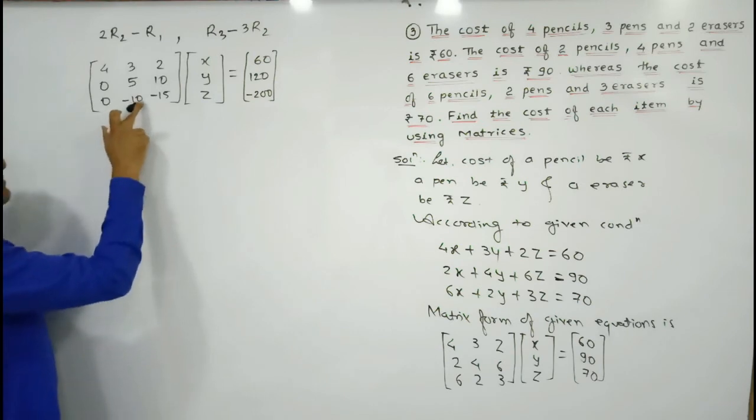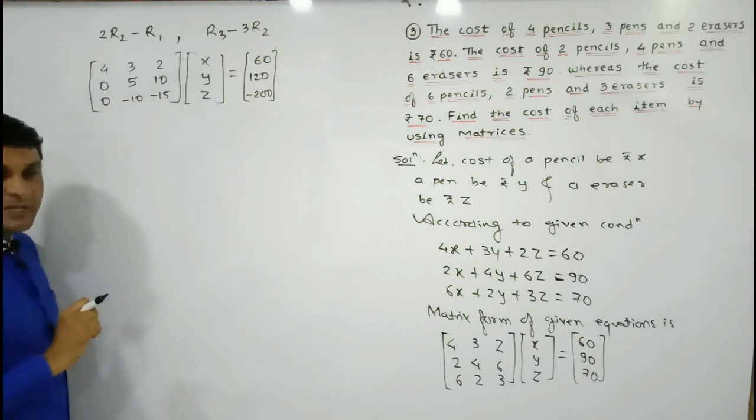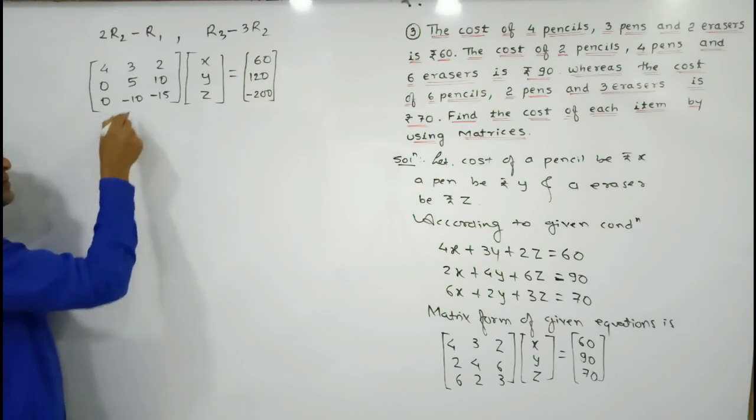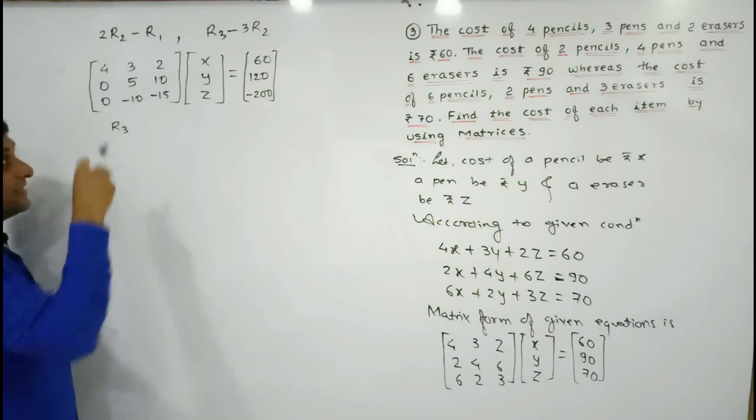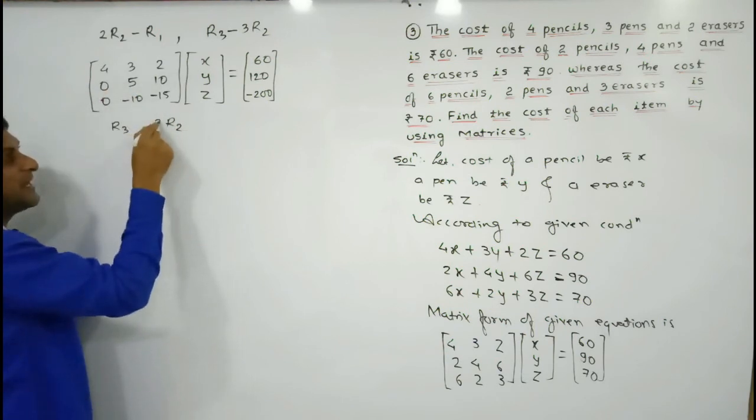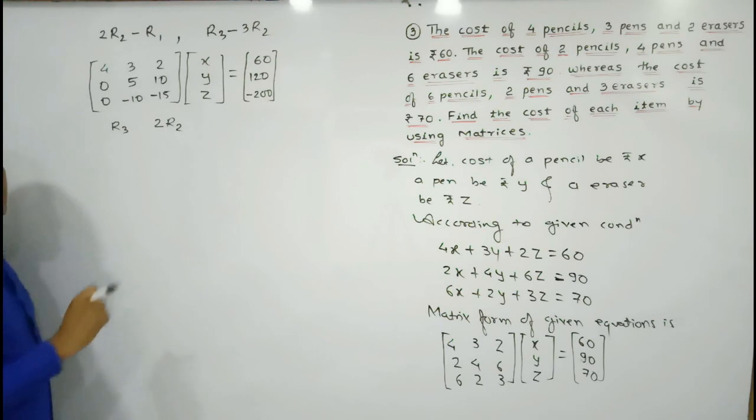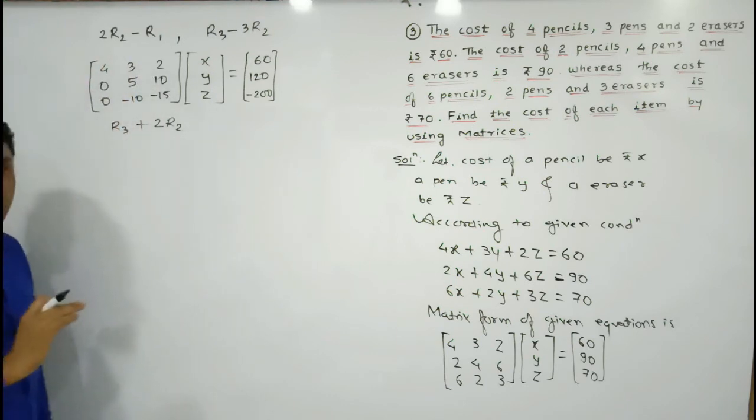Now if we are able to convert this element into 0, we can conclude that this matrix will become an upper triangular matrix. So our operation should be on R3. What is the element of R3? Minus 10. We have to add plus 10 to it. We are using the corresponding element of R2, and if I multiply R2 by 2, 2 into 5 is 10, and minus 10 plus 10 will become 0, which means we have to take the addition.